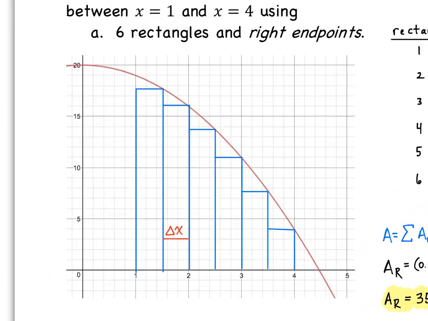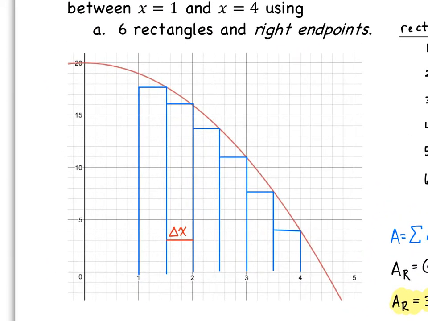So with that said, I want to first draw my diagram. If I have 6 rectangles between 1 and 4, I have to divvy that up so that they are equal increments, okay? And my right endpoints need to be on my curve. Since our interval is 3 units long and I have to divide this into 6 equal increments, I know my delta x is going to be 1/2. So each right endpoint is going to be 1/2 units away from each other.